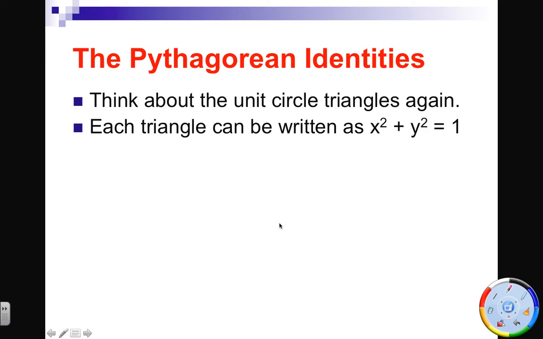But if we go back to the same idea I was talking about a second ago, sine of theta is y and cosine of theta is x. We again can substitute these in for x and y over here, and we get a very new statement to us.